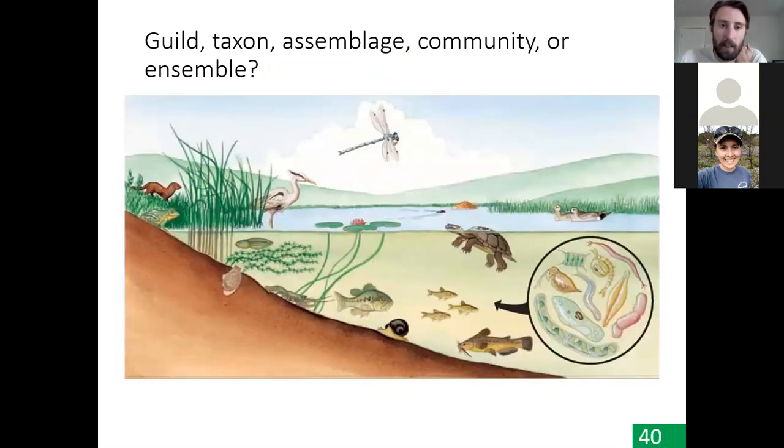Okay, next we've got this diagram here showing all of these different organisms living in a pond. So is this a guild, a taxon, assemblage, community, or ensemble?